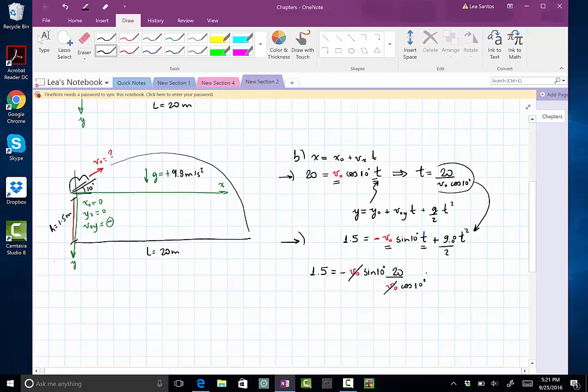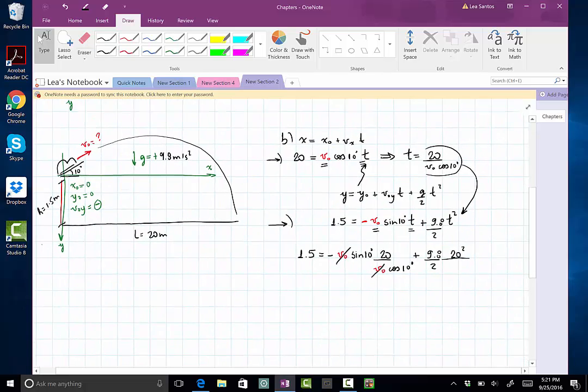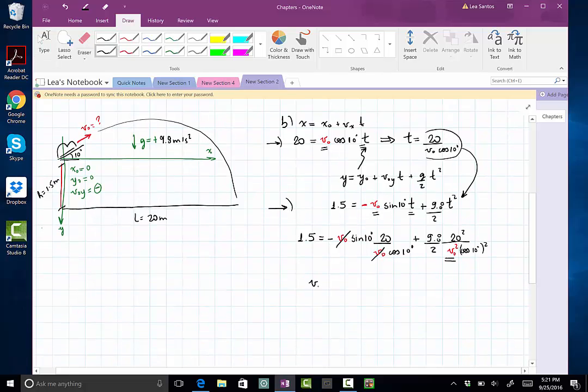Okay, what else do we have? Plus 9.8 divided by 2 and t squared. So t squared will be 20 squared, just a number, divided by v naught squared. Well, v naught squared is my unknown. V naught is my unknown. And then I have cosine of 10 degrees squared. Okay. Everything here is a number. The only thing that remains is the v naught. Now, so you have to solve this equation to finally find the v naught.